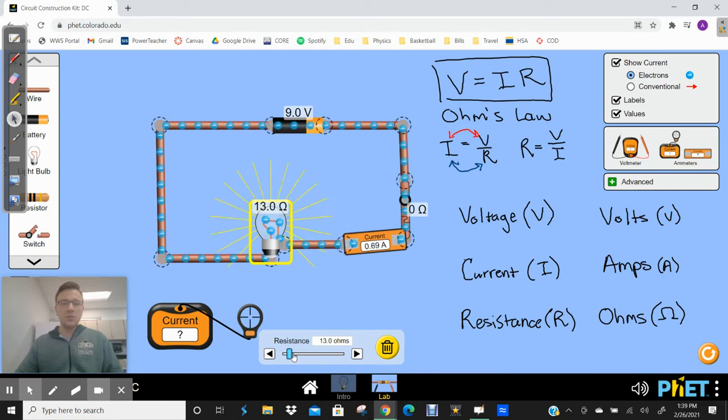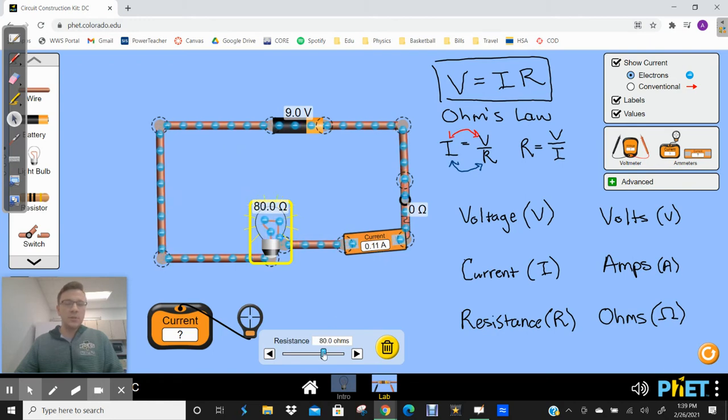So if I increase from 10 ohms to say 67 ohms, which is what we measure resistance in, this funny little symbol here is the Greek letter omega. It stands for ohms, which again is that famous scientist. But notice that the current went from 0.9 down to 0.13.